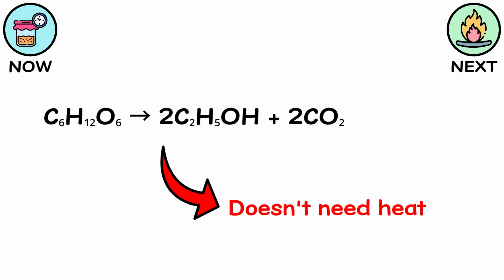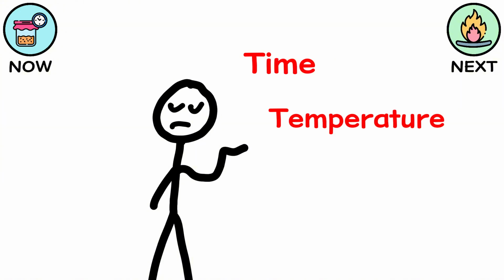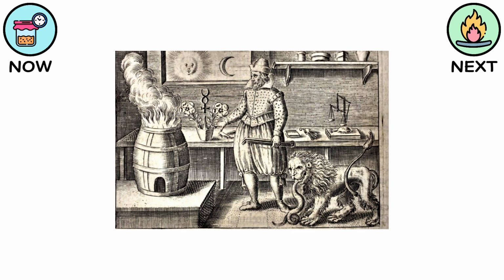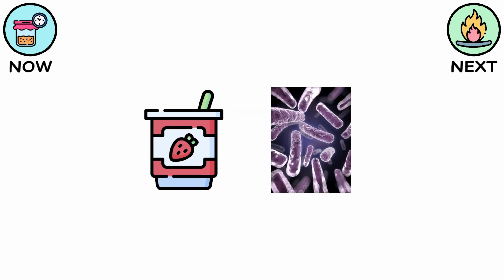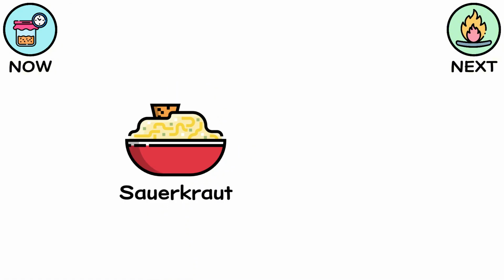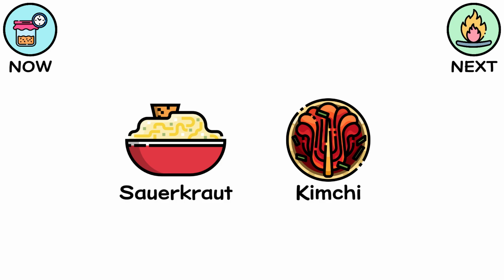Fermentation doesn't require heat, only time, temperature, and the right microbes. Ancient civilizations used it without knowing the chemistry, just through trial and error. In yogurt, lactic acid bacteria break down lactose, which is especially helpful for people who are lactose intolerant. And in sauerkraut or kimchi, fermentation also acts as preservation.